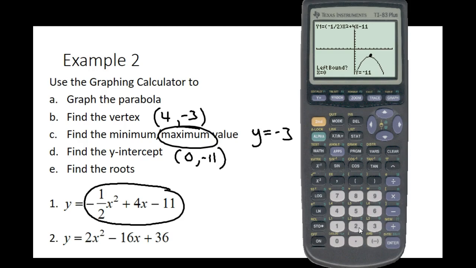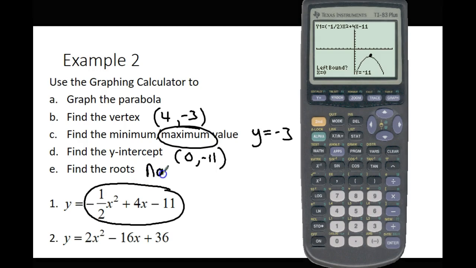It's where it touches the x-axis. What's wrong with me asking for roots here? It doesn't touch the x-axis. So we're going to say none. It doesn't touch the x-axis. So let's do another one.